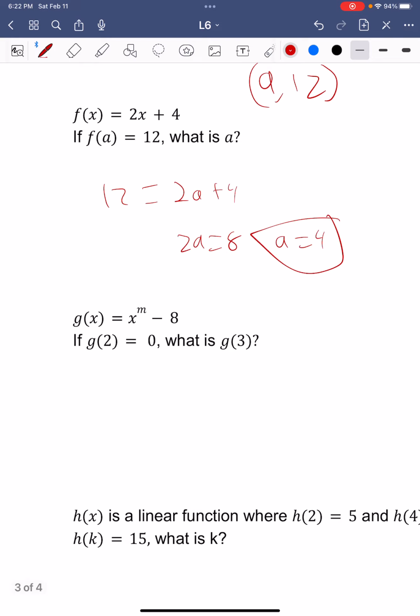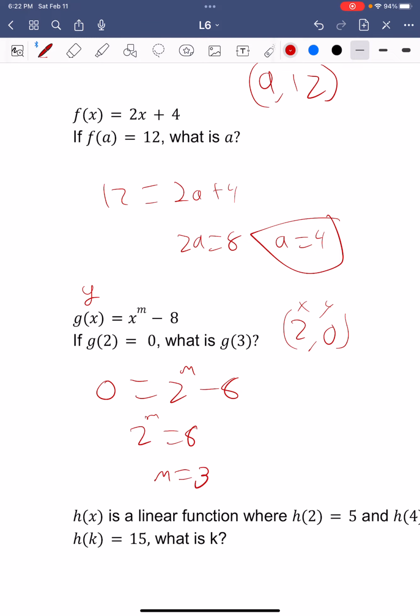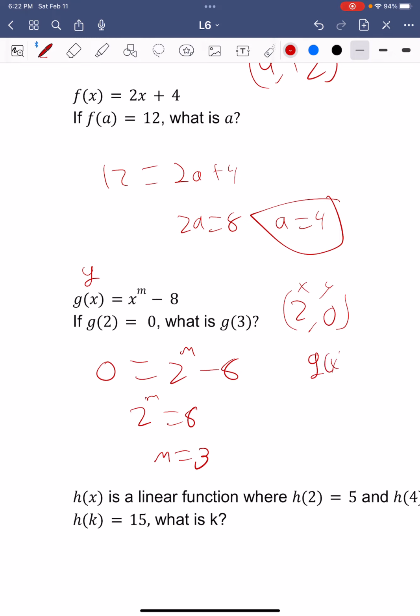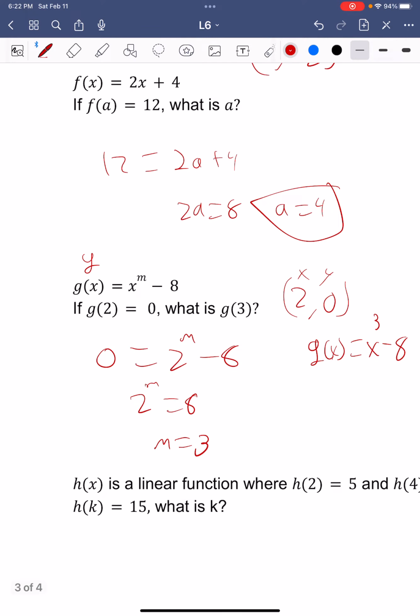g of x equals x to the m minus 8. If g of 2 equals 0, what is g of 3? So if g of 2 equals 0, 2 comma 0 lies on g of x. So we could plug in 0 for y and 2 for x. So that means that 2 to the m equals 8 and m equals 3. So g of x is actually just x cubed minus 8. If we want to find g of 3, we plug in x equals 3. So 3 cubed is 27, minus 8 is 19.